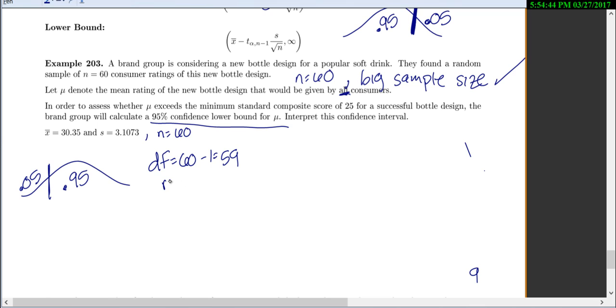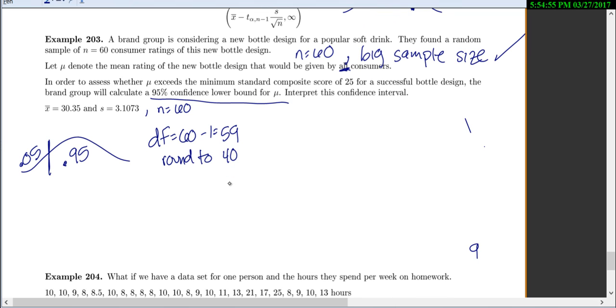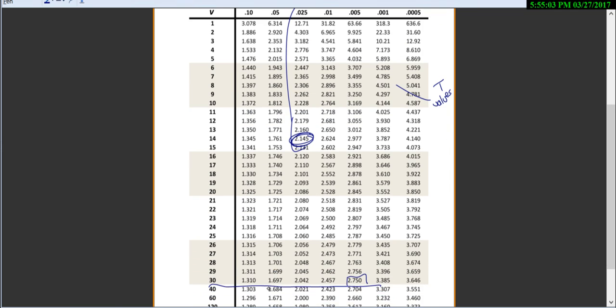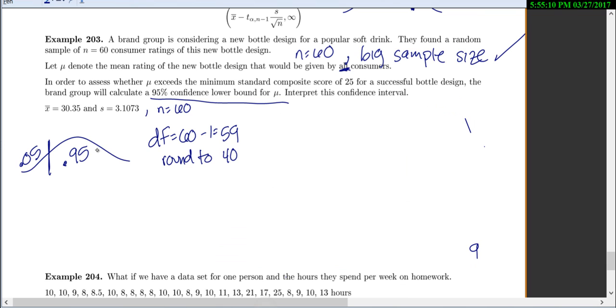And to use my table, I have to round this down all the way to 40, which is the next thing on the table. So we go to our table, 40 degrees of freedom, we want 0.05, so we'd be at 1.684. Now, the t-table gives you the positive area, so this is 1.684, which means the one I'm actually interested in is over here at negative 1.684.